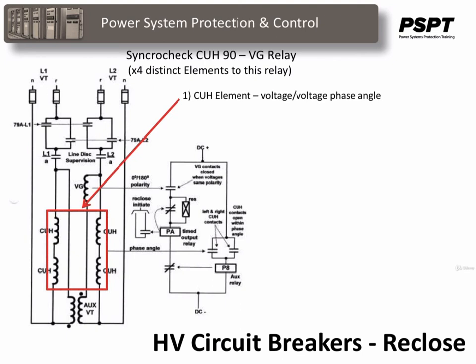The CUH element, this is a phase checking element which looks at the red to white voltage on each side of the breaker and determines if the phase angle is within a preset value. The operating range of the element is adjustable from 5 to 25 degrees and can be modified to operate for a range of 10 to 60 degrees.